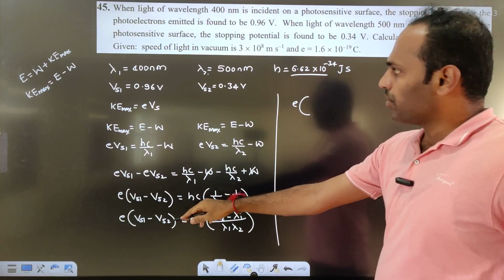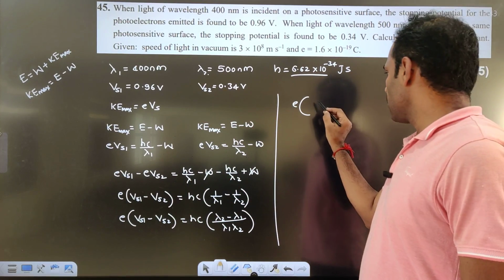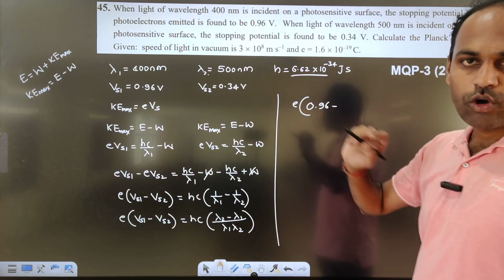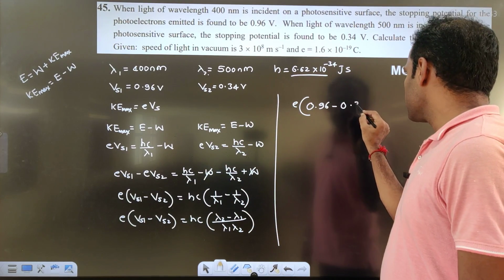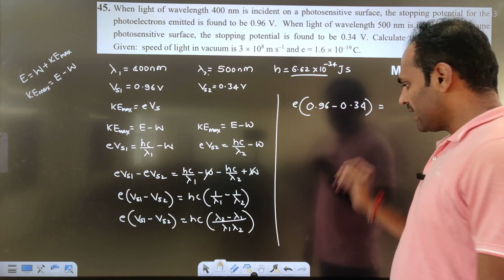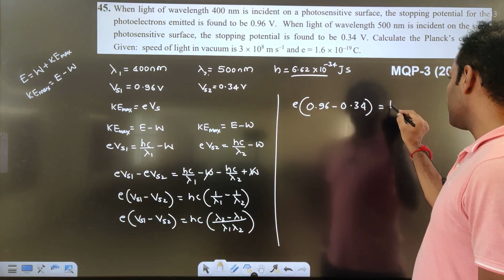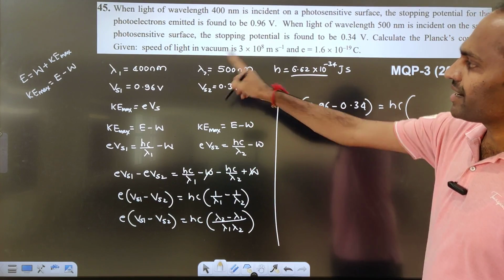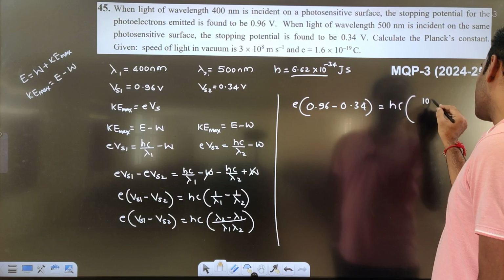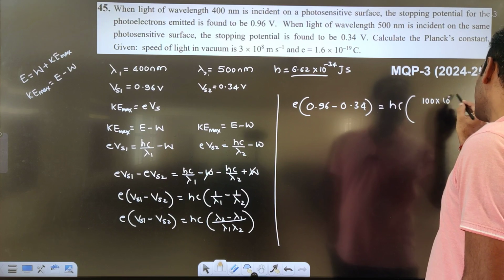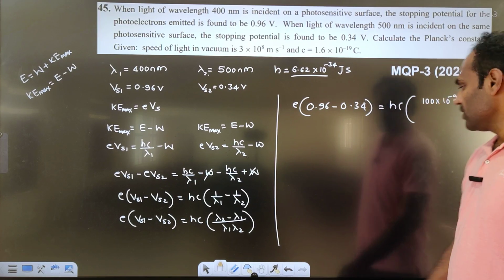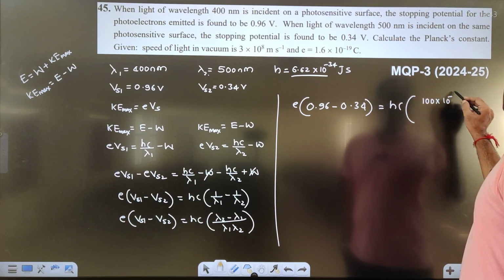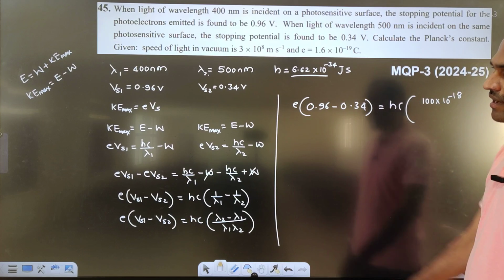E into the bracket. How much is Vs1? Vs1 is 0.96. How much is Vs2? It is 0.34. Equal to hc, we'll keep it as it is, hc into the bracket lambda 2 minus lambda 1. 500 minus 400. So it will be 100 nanometer. Nano means 10 raised to minus 9. Sorry, multiply maadkolteeve. So nano into nano, it will be 10 raised to minus 18.